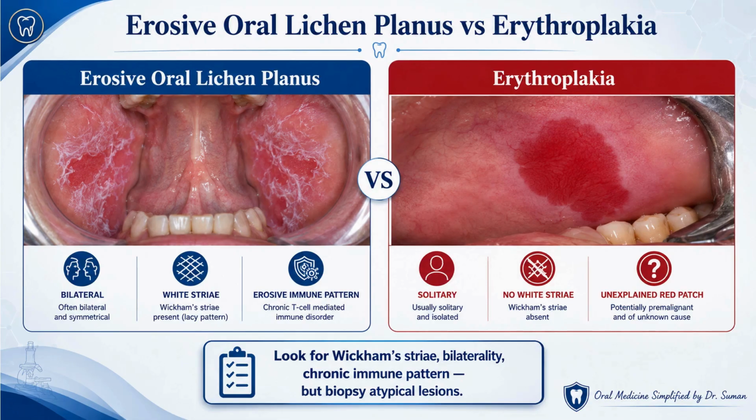However, clinical distinction is not always easy. Atypical, unilateral, persistent, changing, indurated, or non-healing lesions should be biopsied. So, even when lichen planus is considered, atypical features must not be ignored.